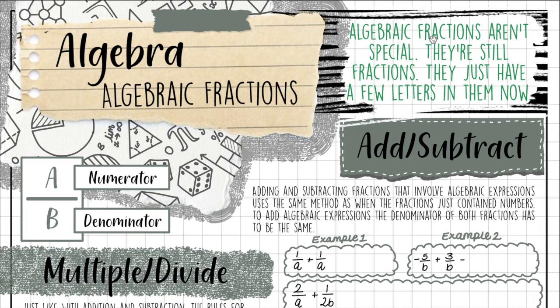Like I said, there's nothing different between algebraic fractions and normal fractions other than algebraic fractions just happen to have some letters in them. But you don't have to take my word for it, so what we'll do is we'll go through some examples of how to add and subtract algebraic fractions, as well as multiply and divide algebraic fractions, and you'll see that the rules that you use when the fractions just contain numbers are the same as the rules that you'll use for when the fractions contain letters, i.e. they're algebraic fractions. So let's start with add and subtract.